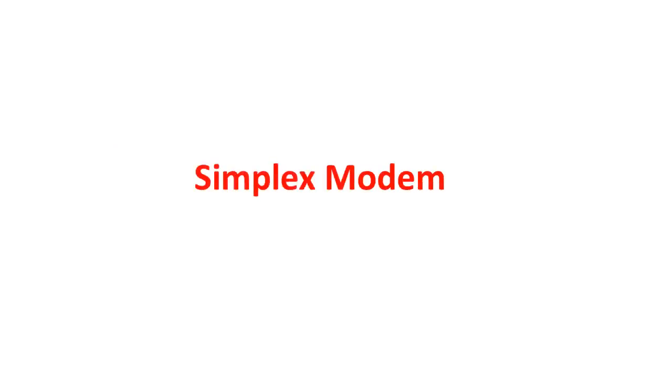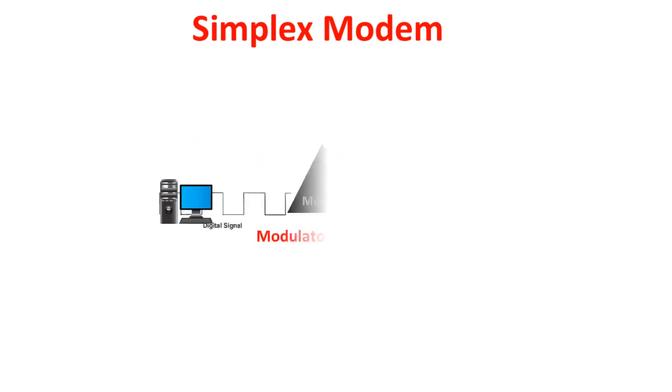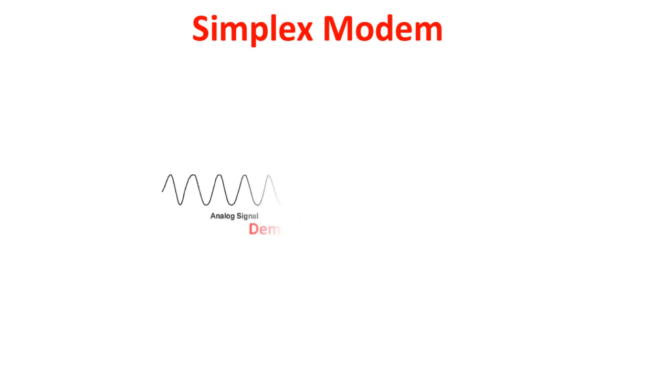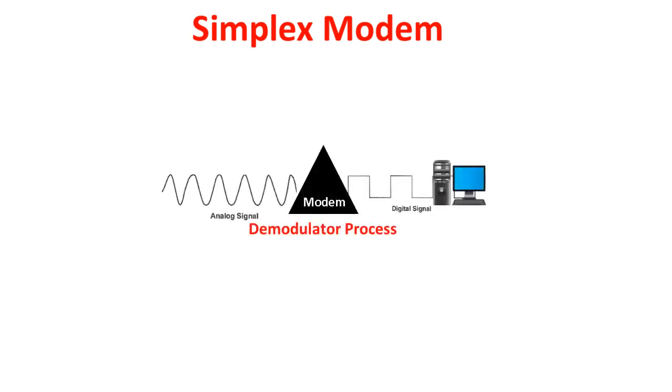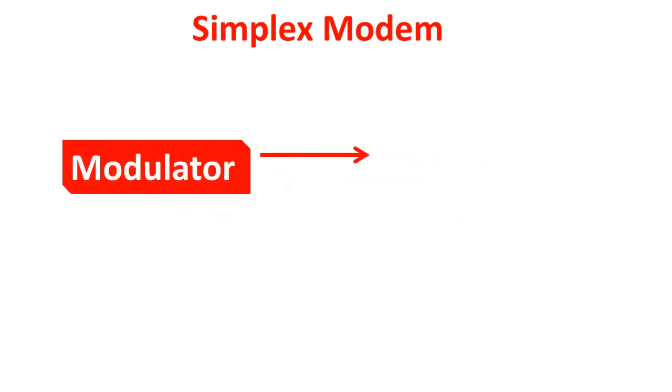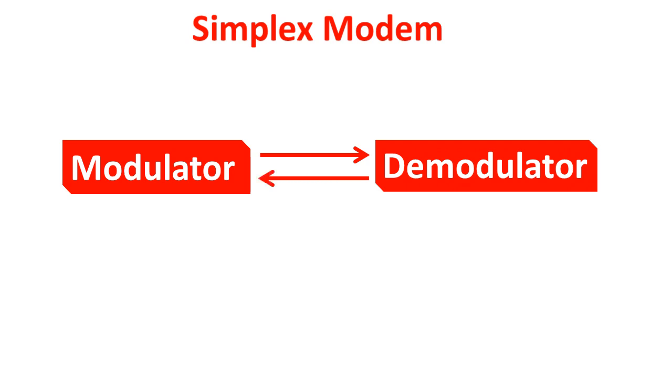Simplex modem. The simplex modem can transfer data in only one direction, that is either from digital device to network setup using the modulator process, that is digital data into analog signal, or from the network setup to the digital device using the demodulator mechanism, that is analog signal to digital data. Therefore, the simplex modem cannot work with both modulator and demodulator. That is why it does not support two-way conversations.